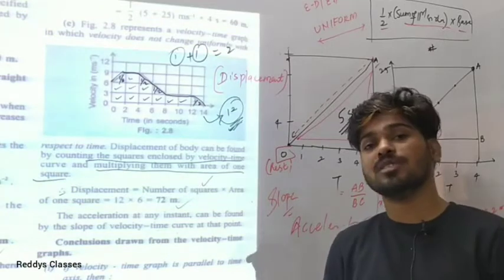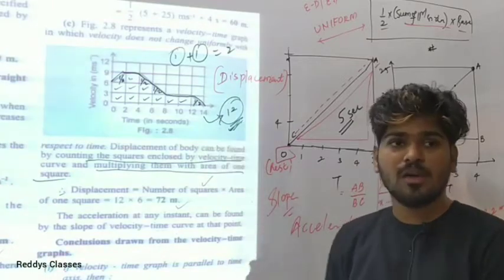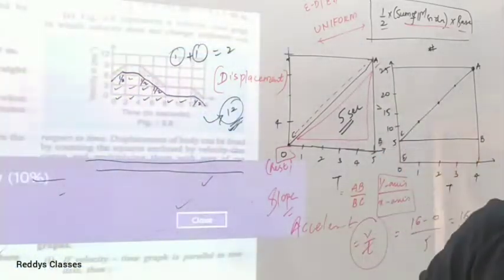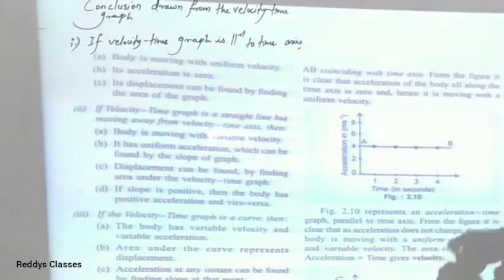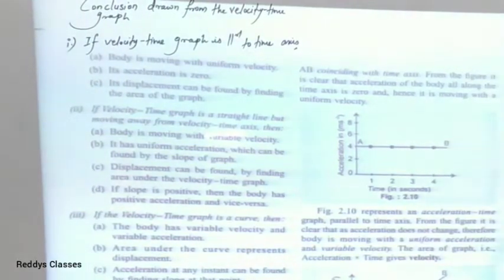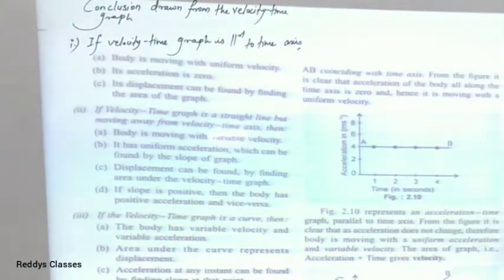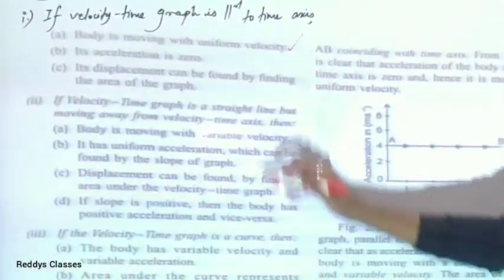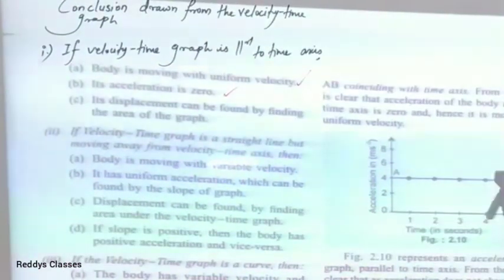So we have some conclusions here. We came to these conclusions using the acceleration time graphs and velocity time graphs. As we studied some graphs, let us go through some of the conclusions now. The first conclusion is drawn from the velocity time graph. If the velocity time graph is parallel to the time axis, then what is going to happen? First of all, the body is moving with uniform velocity. Secondly, the acceleration is 0 for the velocity time graph which is parallel to the time axis.